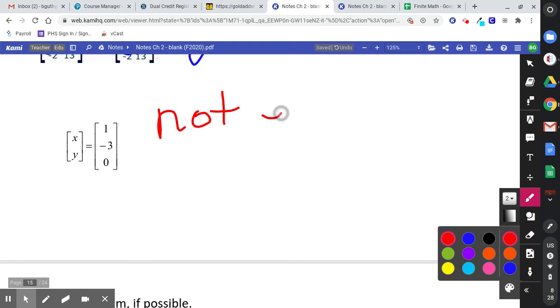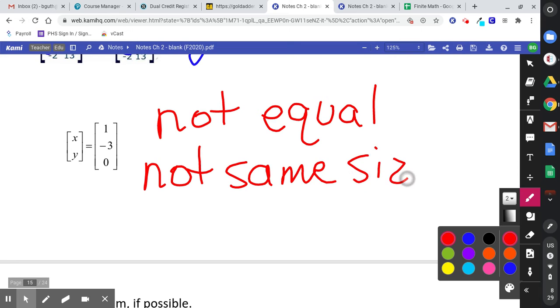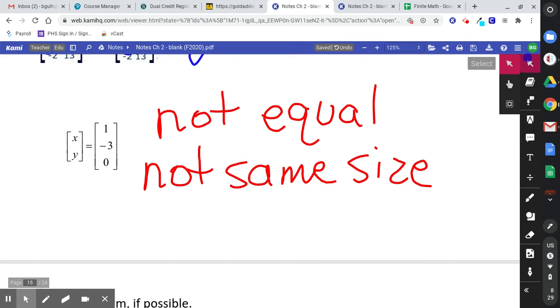These are not equal. They can't be equal. Why not? Right. They're not the same size. One of them is 2 by 1 and the other one is 3 by 1. They're not the same. They can't be equal. That's it.